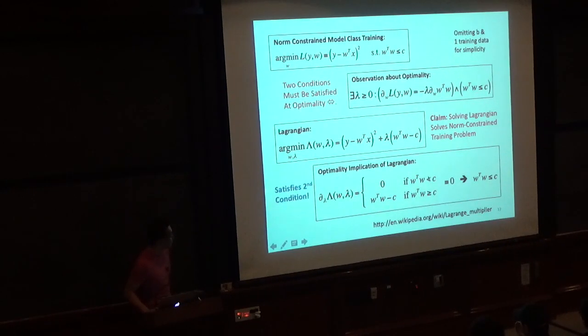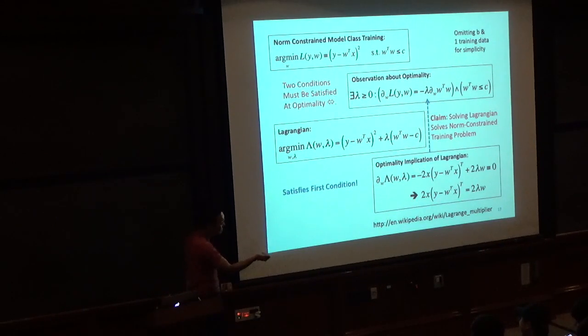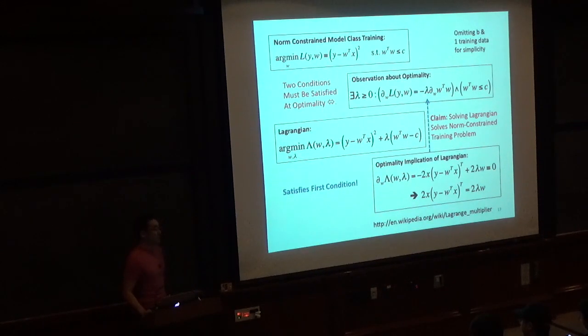So the gradient with respect to W of W transpose W is equal to 2 times W. It's just a vector calculus identity. Just like the derivative with respect to x of x squared is 2x. By the way, there's a recitation tonight on linear algebra and vector calculus.